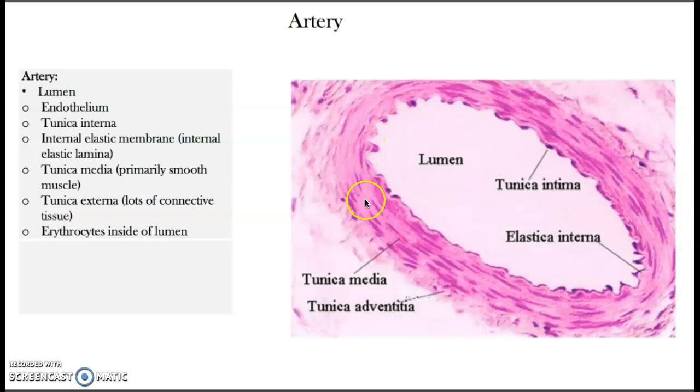And finally, we have the tunica externa, or tunica adventitia, which is the outermost layer, and it's made of fibrous connective tissue, anchoring and supporting the blood vessels with the tissue.